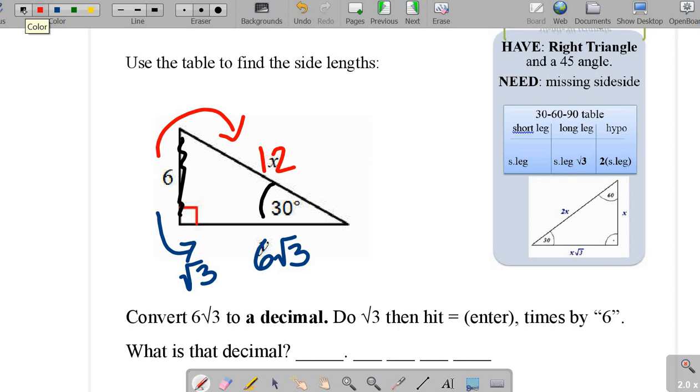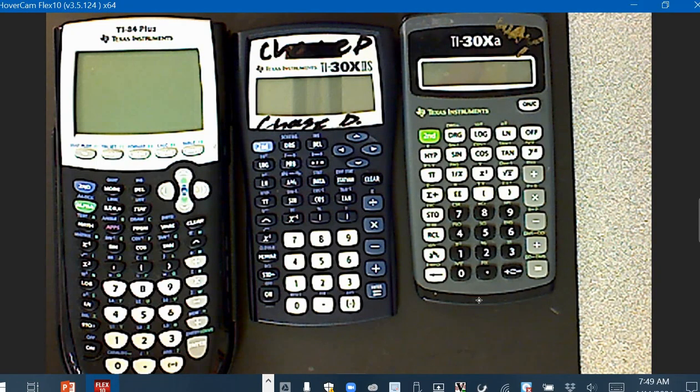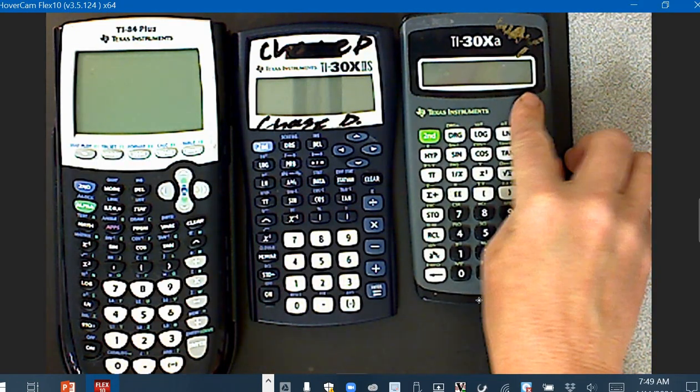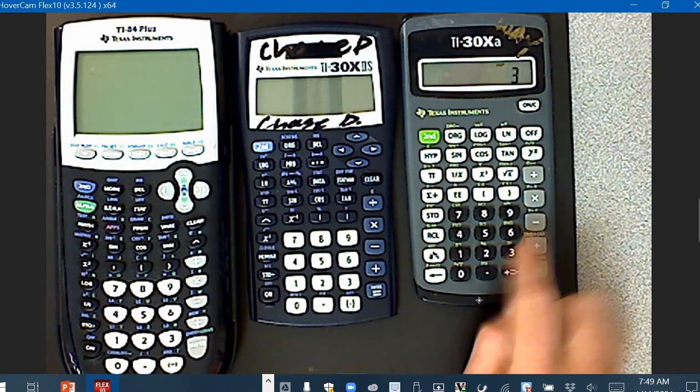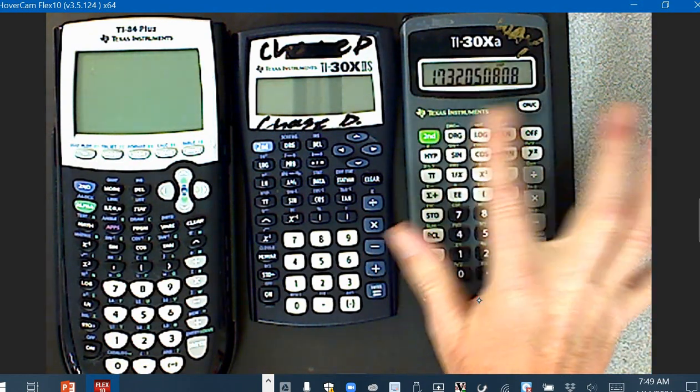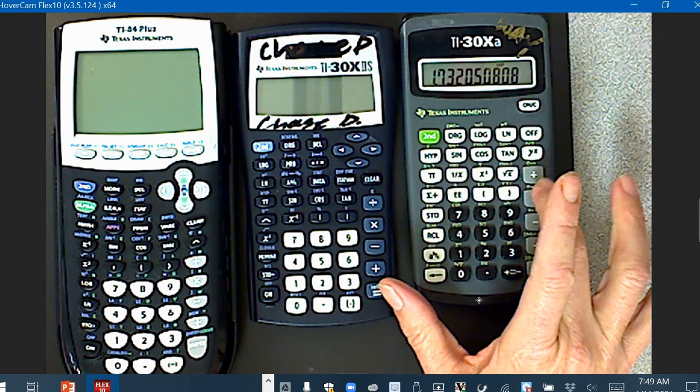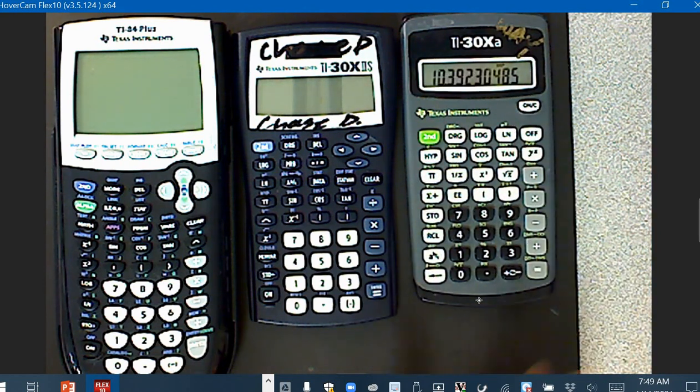Ready? I'm going to show you something here. First, I need to show you how to convert 6 root 3 to a decimal in your calculator. All right? And there's going to be a couple ways to do that. In this calculator, you simply hit this button and do the square root. Then you're going to times by 6. And there is 6 root 3 in a decimal.